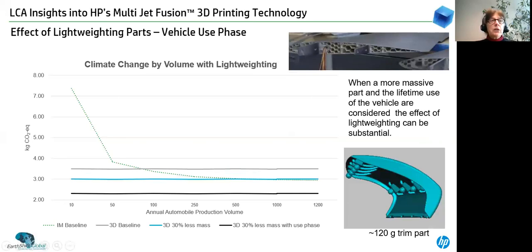And here we looked at this in a couple of different ways. So the gray line is our baseline without the lightweighting. The blue line is simply reducing the mass by 30%. And then the black line here is looking not only at lightweighting the part, but what that does to your fuel consumption.